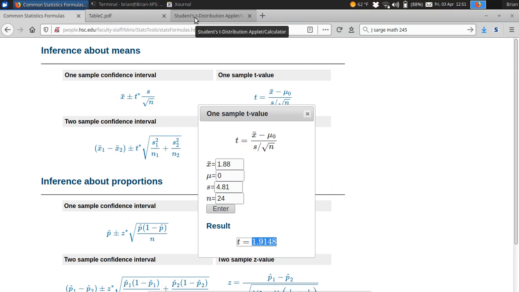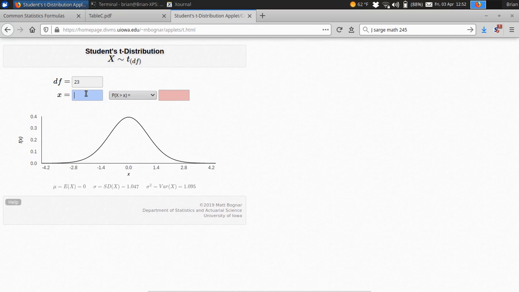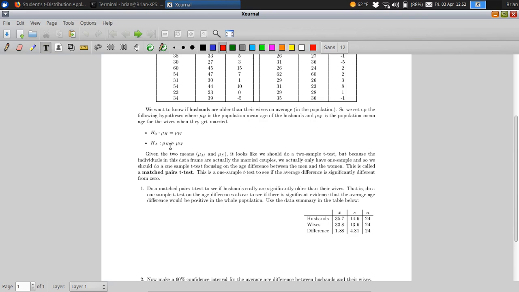So we can go to the t-distribution app. If we have 24 different couples, then we have 23 degrees of freedom. The t-value is the x, so I paste that where the x goes. And then remember my hypotheses here. Let me pull those back up. The hypotheses are, if it's going to go one way, we kind of know, just from knowing a little bit about our culture and the way things work in the world, that if it's going to tilt one way, I bet it's husbands on average who are older than wives. So I think we can do a one-sided t-test here.